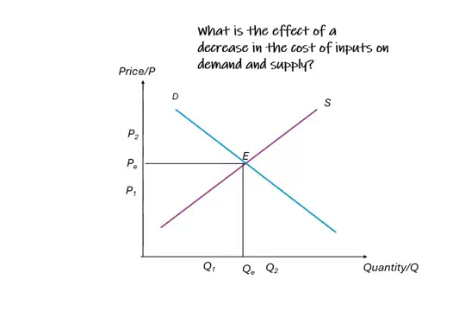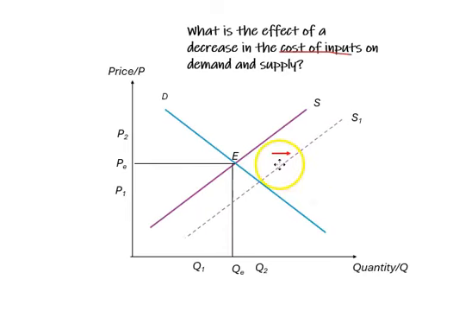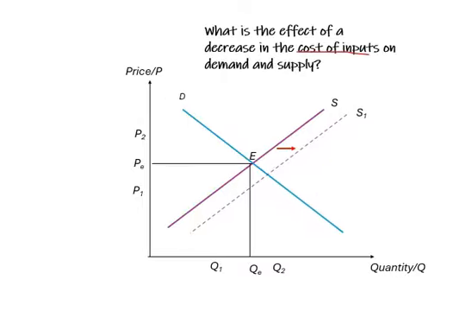Second example, what is the effect of a decrease in the cost of inputs on demand and supply? The first question you ask yourself is that what does cost of inputs affect? Is it demand or supply? And it is definitely supply. So as the cost decreases, it becomes cheaper to produce, and therefore production increases, shifting the supply curve to the right. And the new intersection is now at this point here.